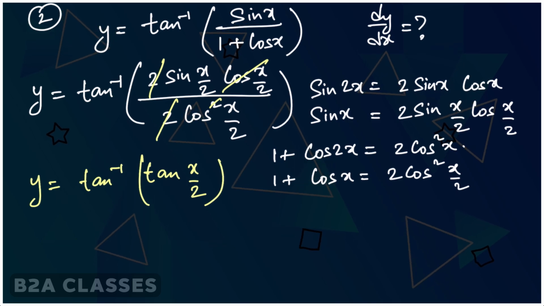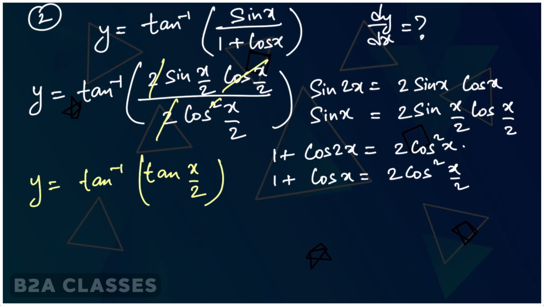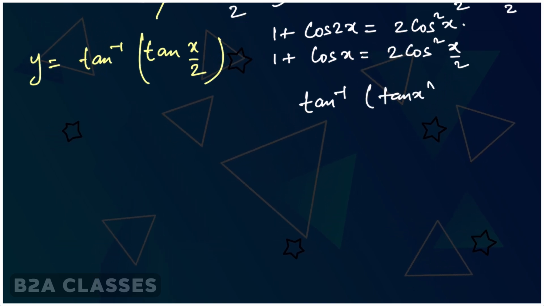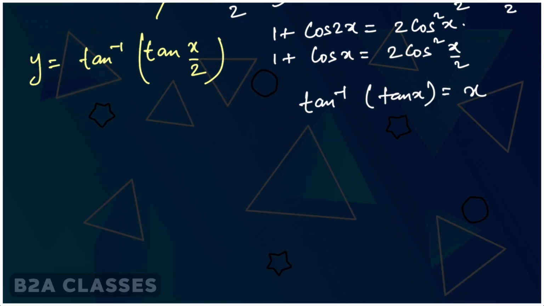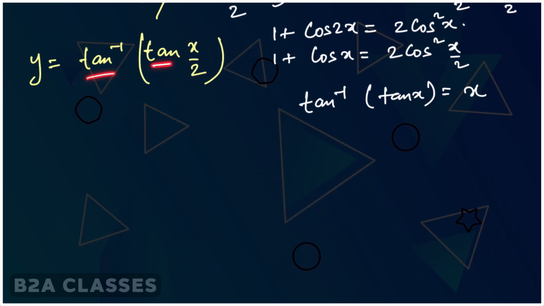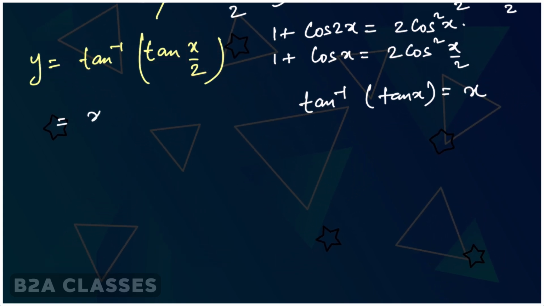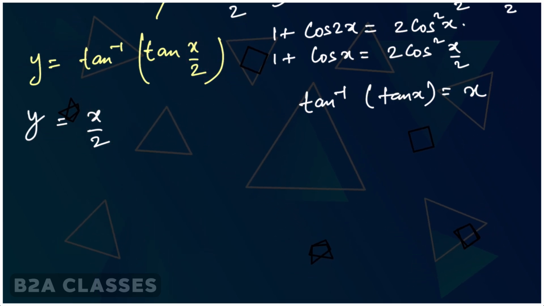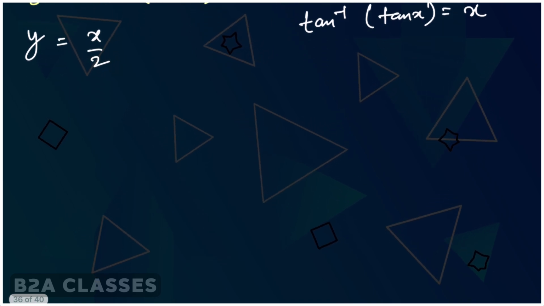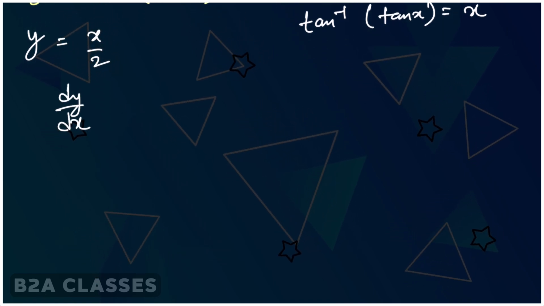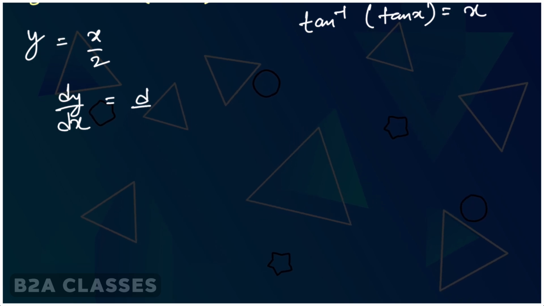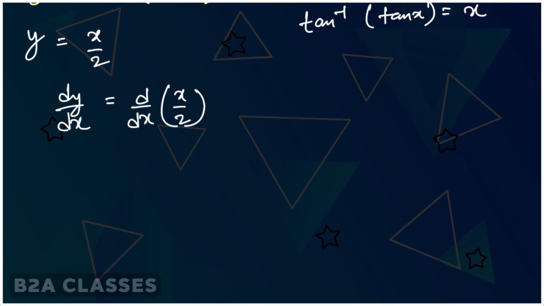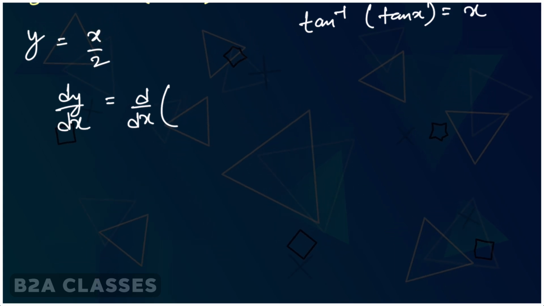And we will apply the formula tan inverse of tan x. Tan inverse of tan x is x. So let's say this is x. So tan inverse of tan x will be x. Now we will differentiate this function. So we will find dy by dx. So dy by dx is d by dx of x by 2. So x by 2 means 1 by 2 into x.